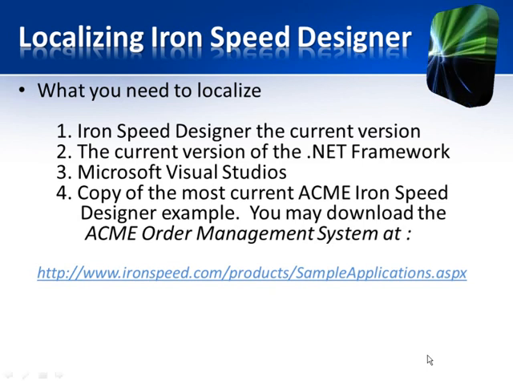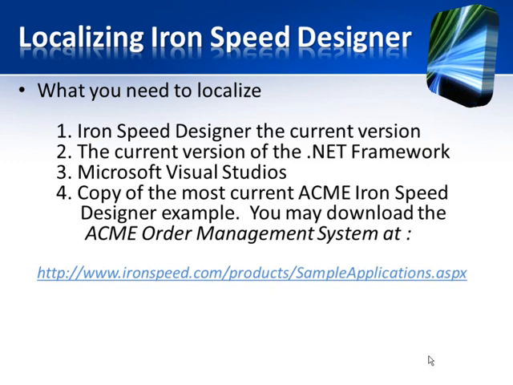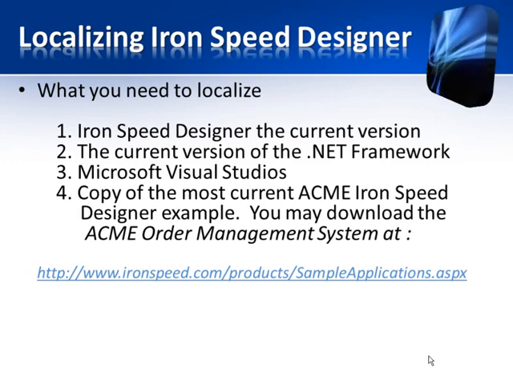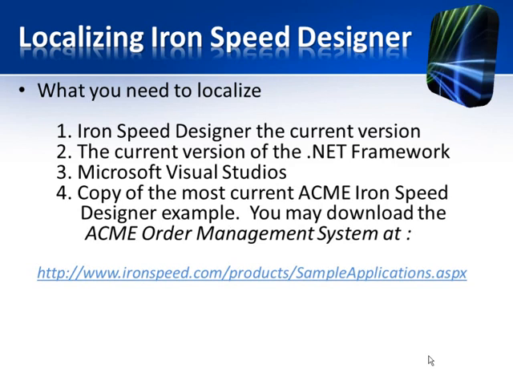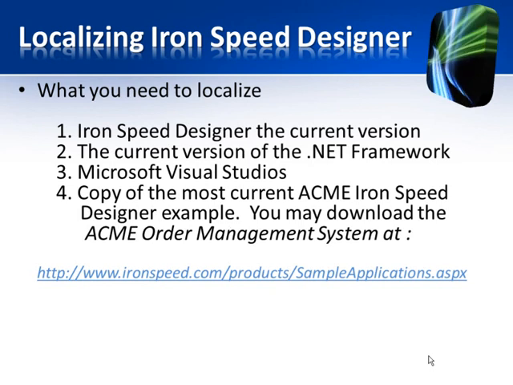Okay, let's get started. What you'll need to localize your application: first off, you need a copy of Iron Speed Designer, the current version, of course, and the current version of the .NET Framework. You'll need Microsoft Visual Studio and a copy of the most current Acme Iron Speed Designer example. You may download the Acme Order Management System at http://www.ironspeed.com/products/sampleapplications.aspx.